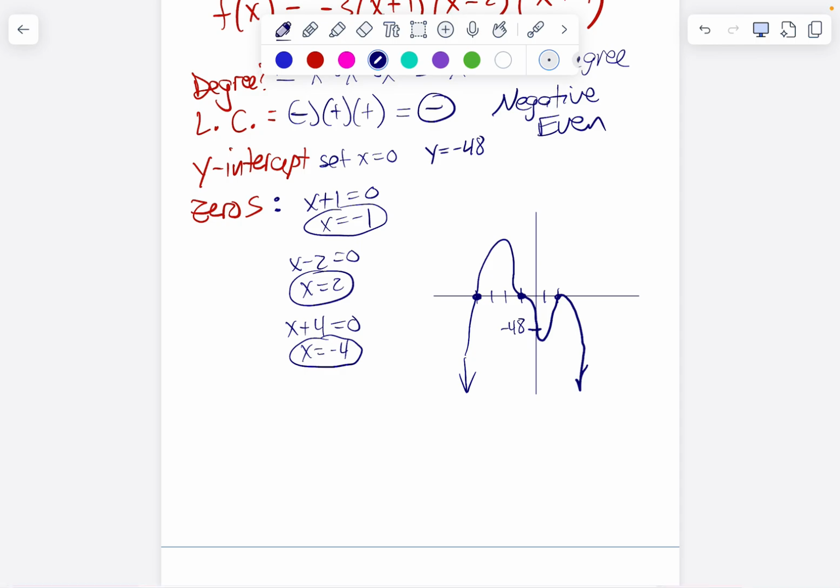But at this point, I would expect, at a minimum, a graph that maybe looks something like this. At a minimum at this point, just so we're hitting all the zeros at least. So how'd that go?